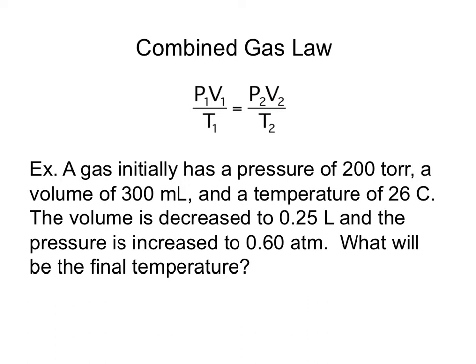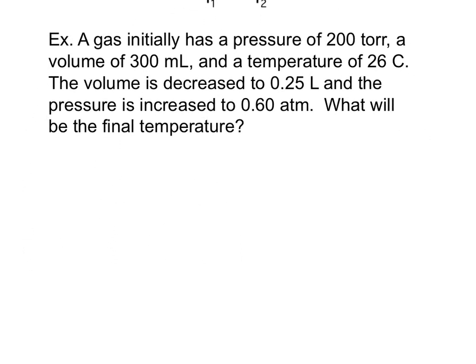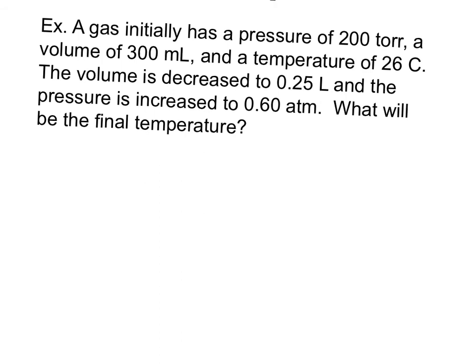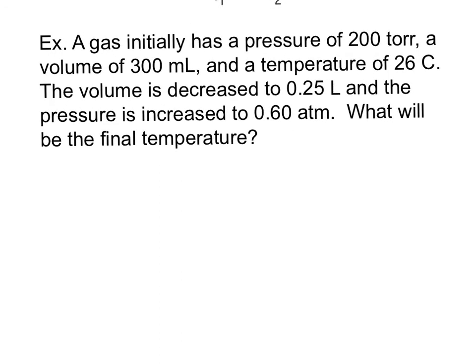All right, so this is the case where all three variables are changing. We have a gas that's initially at a pressure of 200 torr, a volume of 300 mL, and a temperature of 26 degrees C. Here the volume's decreased and the pressure's increased all at the same time, and what will be the final temperature? I strongly recommend that you make a list and write down all of your variables and information. I would do it this way: P1, V1, T1, P2, V2, and T2.